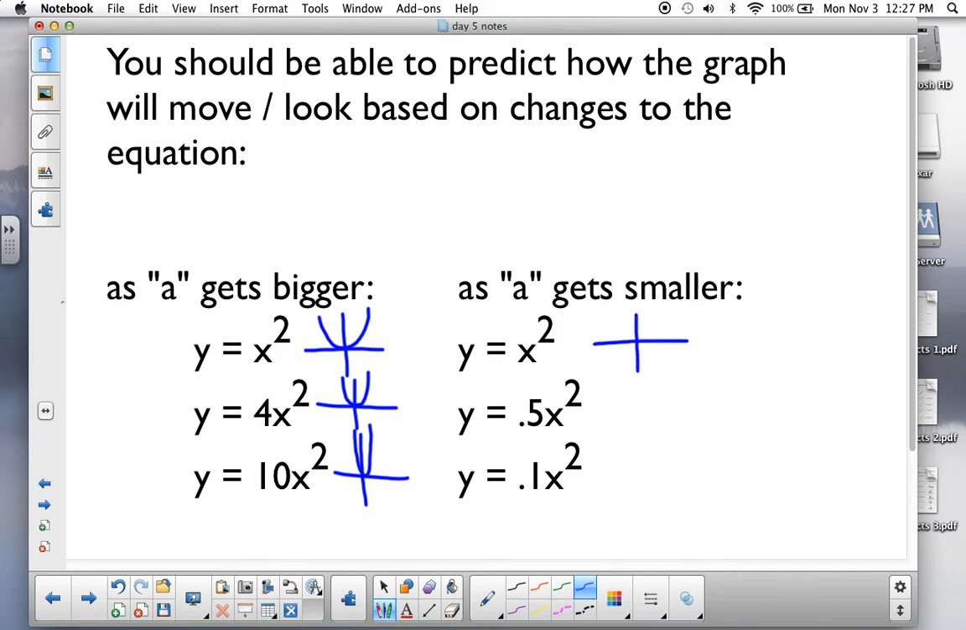And then the reverse is also true. As the a gets smaller, the parabola gets wider. And think about that. Why is this? This is getting closer and closer to what? To 0. If it's 0, there's no x squared, and then guess what? You're not going to have a parabola anymore. You're going to have a line, so it flattens out.